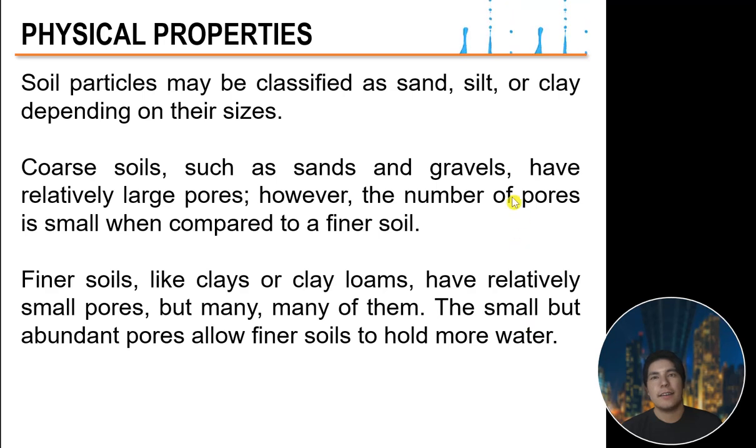So soil particles may be classified as sand, silt, or clay depending on their sizes. Okay, so coarse soils such as sand and gravels have relatively large pores. However, the number of pores is small when compared to a finer soil, no? Where finer soils such as clay and clay loams have relatively small pores, but marami siya, no? So the small but abundant pores allow finer soil to hold more water.